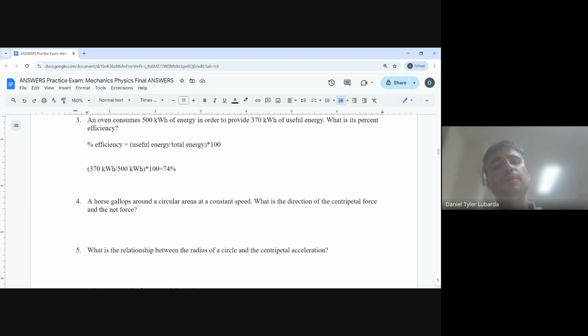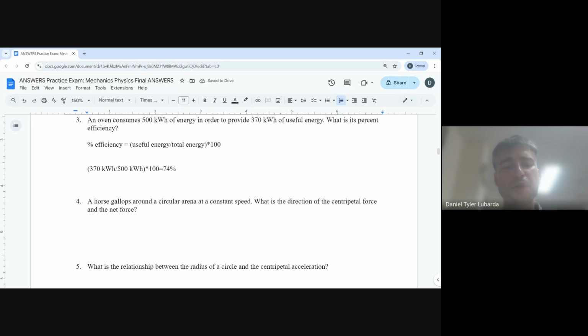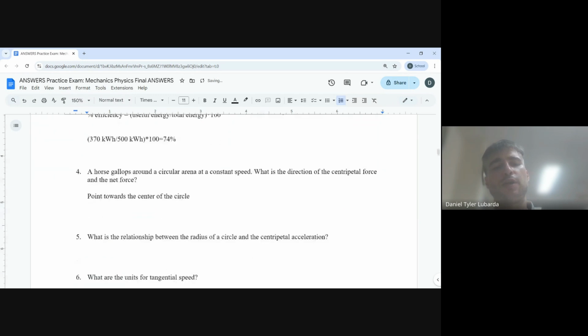Okay, number 4, a horse gallops around a circular arena at a constant speed. What is the direction of the centripetal force and the net force? So where are they both pointing? We said for any circular movement, there has to be a net force pointed towards the center to keep it moving in a circle. So they point towards the center of the circle.